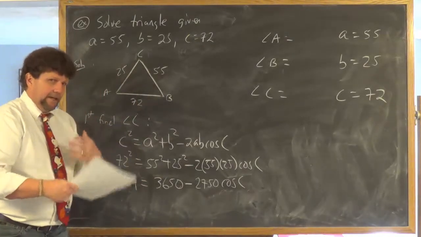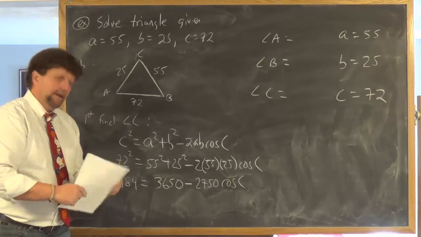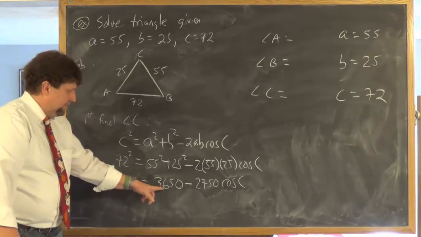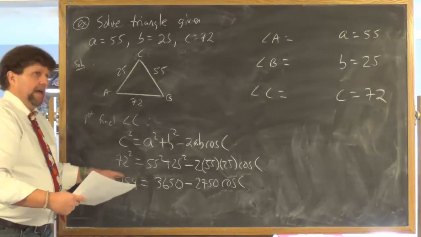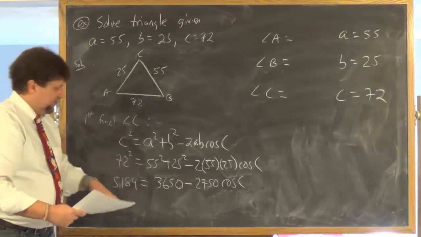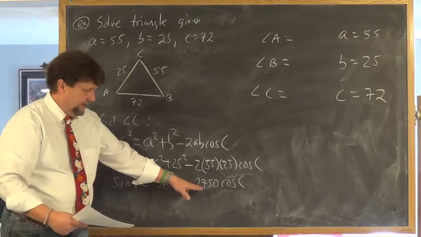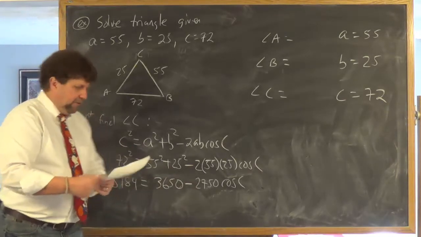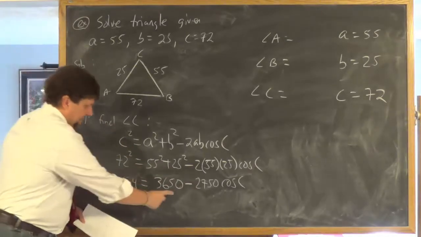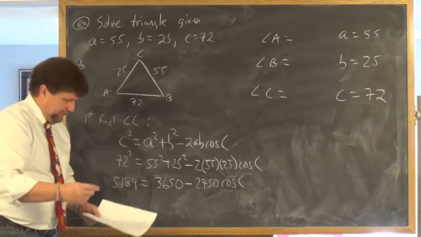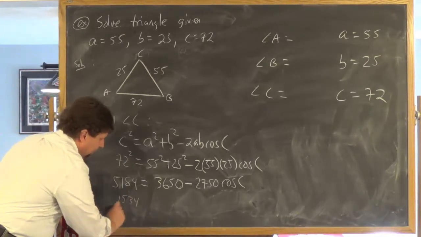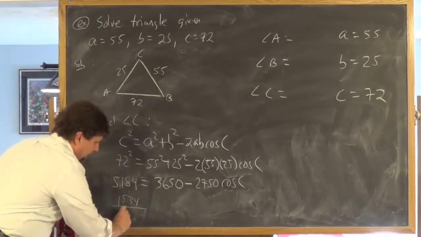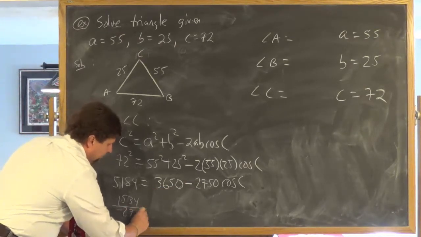Keep in mind, continuing to solve here, I'm trying to find angle C. I would subtract 3,650 from both sides of the equation, and then I would divide both sides of the equation by negative 2,750. When I subtract 3,650 from both sides, I'd get 1,534 over here. And then I said I'd divide by negative 2,750.